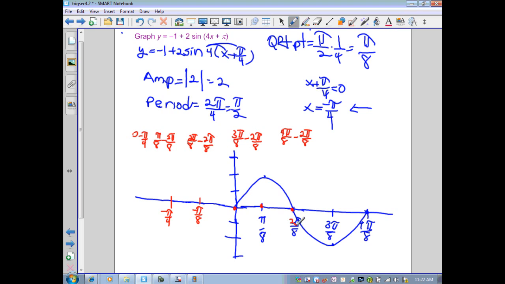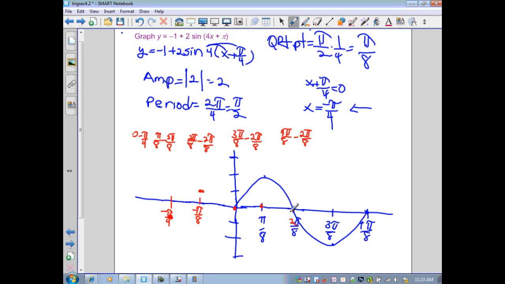And what I want to do is to do a phase shift with my points and also a vertical translation down by 1. So here I'm at 0. This moves over to a negative pi fourths, but it's not at 0. It now goes down to negative 1. Next, I have a value at pi eighths at a positive 2. It goes to a negative pi eighths, but down 1.